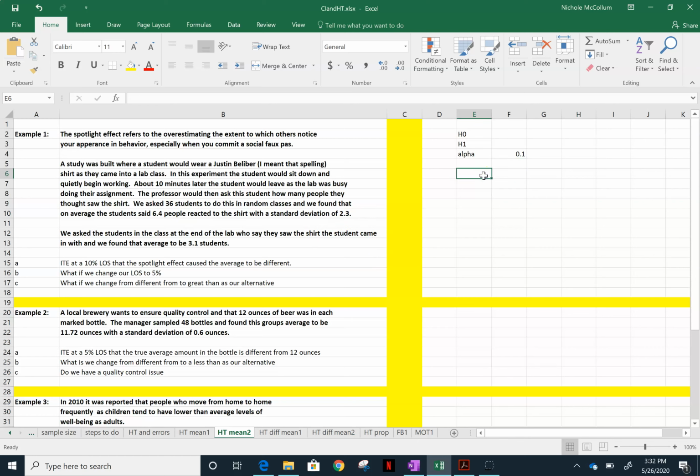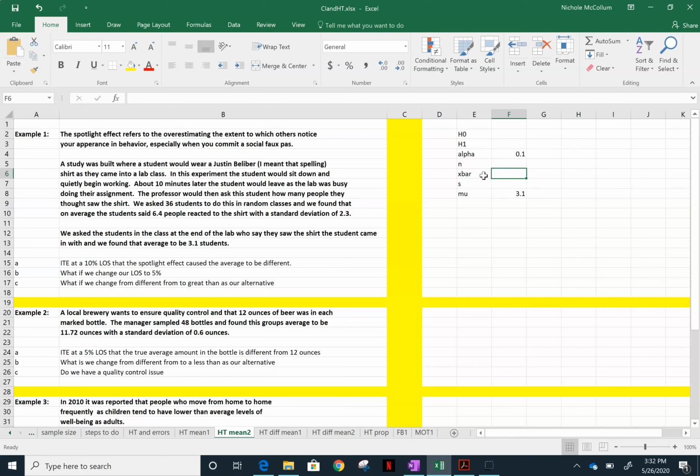So let me just verify a couple letters here. N, X bar, S, and mu. Well, mu is the population average. In this case, again, I'm treating the class as my population average. Every single class I ask, hey, how many people noticed the shirt? And we'll call that quote unquote the population average. X bar would be the sample average.